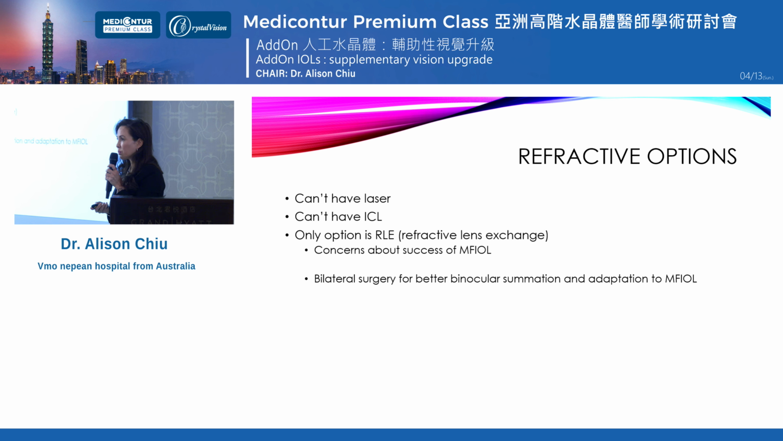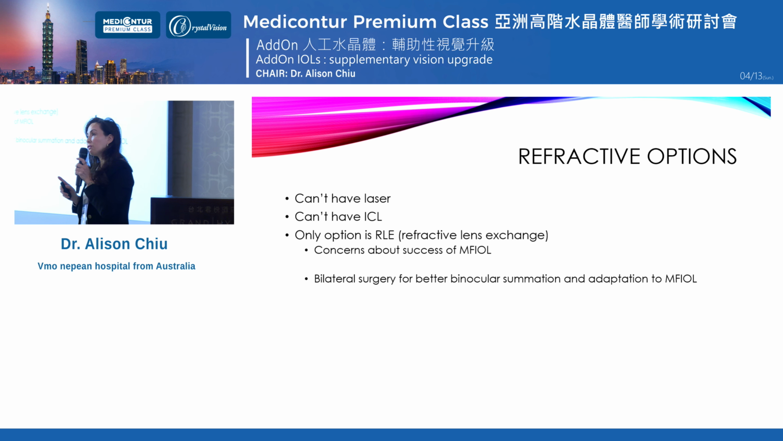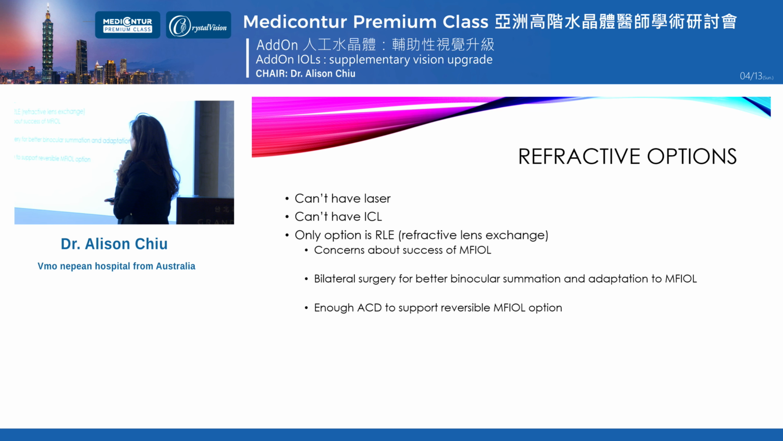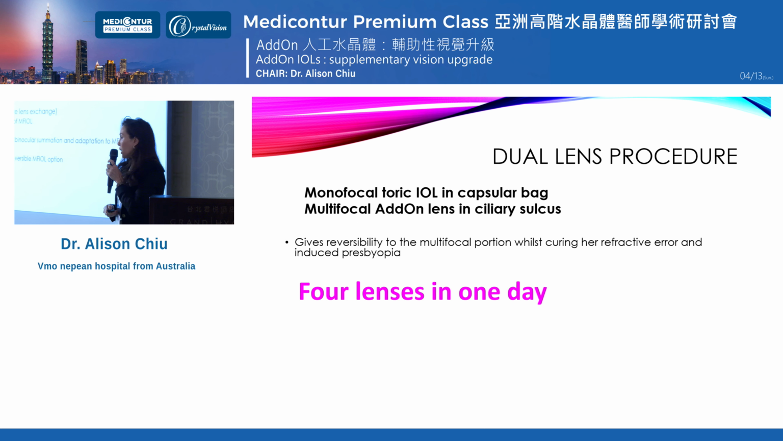Do I want her presbyopic from a monofocal lens in the bag? At this time, I felt that bilateral surgery, even though she was amblyopic, would give her better binocular summation. And actually what I find is the amblyopic patients tolerate the halos and glare better than the non-amblyopic patients. And she's got enough anterior chamber depth to support an AddOn IOL.